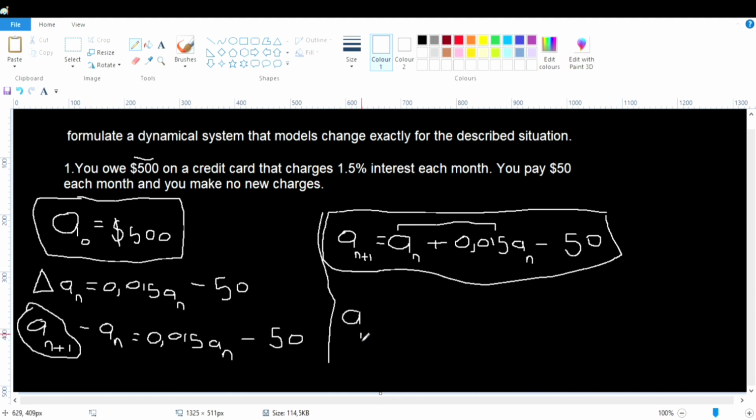It's a sub n plus 1. The answer is equal to, then here we are just going to add, open the brackets, 1.015, then close the bracket, a sub n, minus $50. So this one is the final answer.